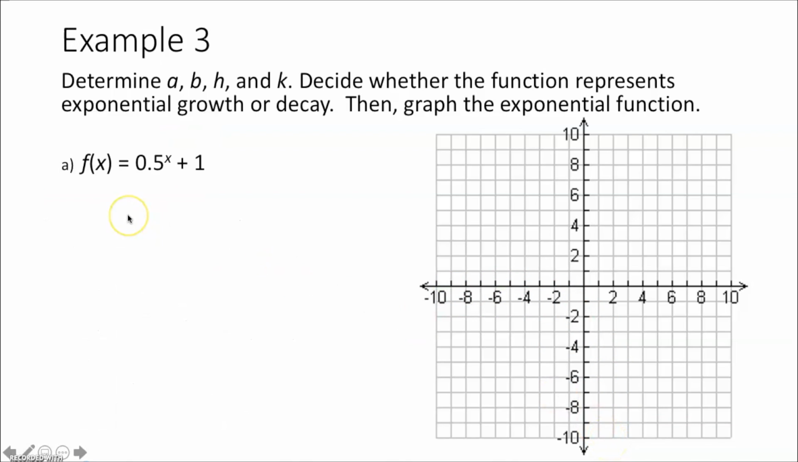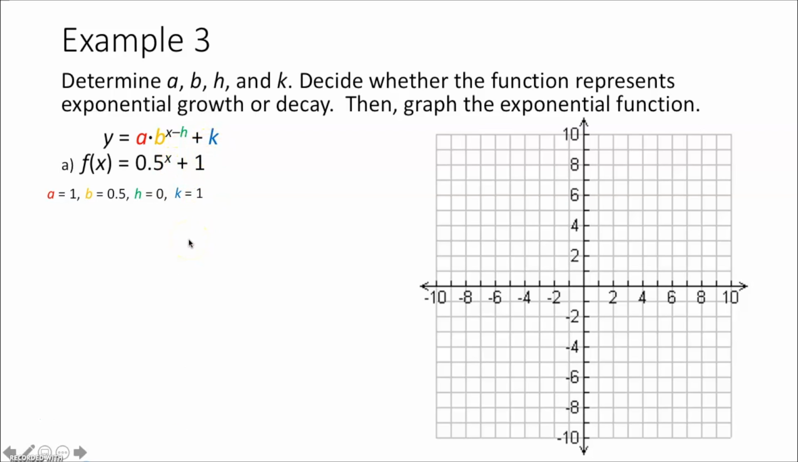Example 3, doing the same thing. So first, we want to figure out what's our A, what's our B, H, and K. So our A value, the number that's multiplied on out front, there isn't one, which means your A value is 1. Your B value, whatever's being raised to that variable exponent, is going to be 0.5. Your H value, the opposite of whatever you add or subtract in your exponent, there's nothing there, so your H value is 0. K value, whatever's added or subtracted at the end, in this case that would be 1.